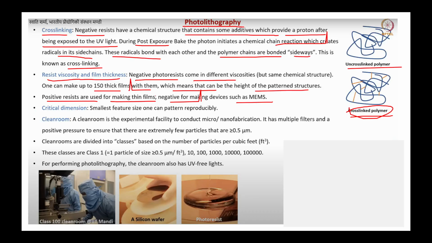This is a very good key point: the positive resist you can use if you want a very good thin film, but if you want MEMS and other devices, then you can go for negative resist, and that would be better. And the reason is very obvious, that I explained just a few minutes ago. Here in this diagram you can see your silicon wafer, this circular shape, and here you have put some gel-like photoresist on top of your silicon wafer.